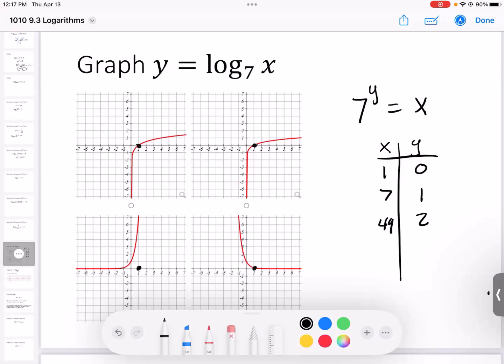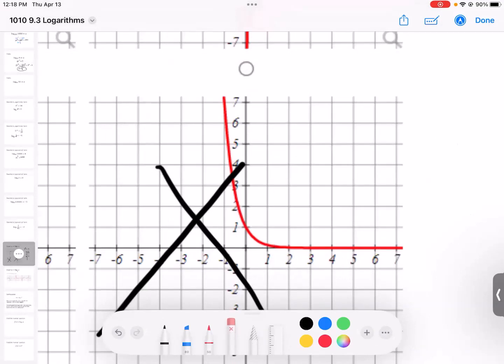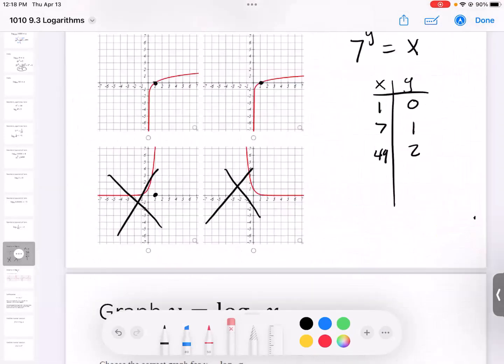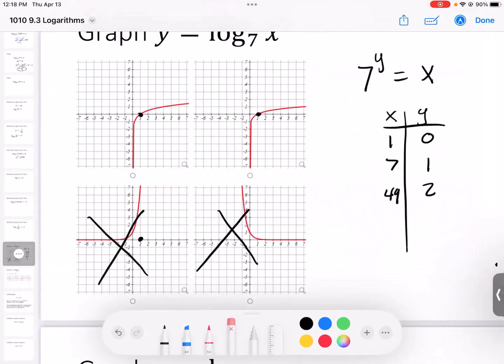So that's going to be this point, this point, this point, and this point. So I can automatically eliminate these two graphs because those don't have X is 1, Y is 0. This one, I kind of covered it up a little bit, but see how that graph doesn't go through X is 1, Y is 0. So I can eliminate those two from my first point.